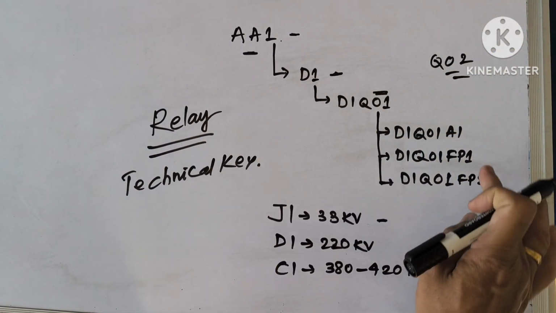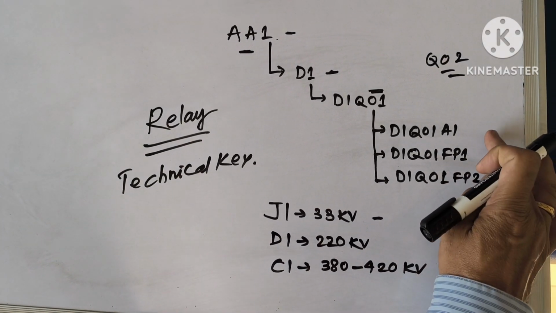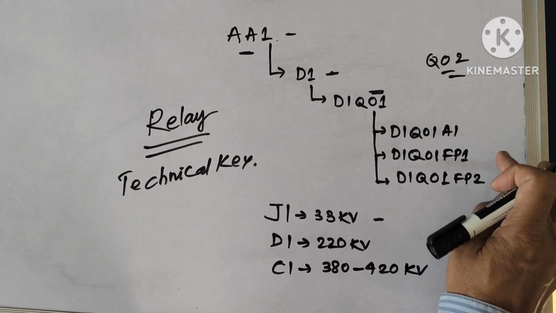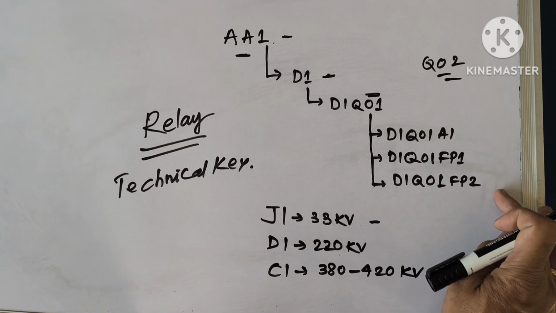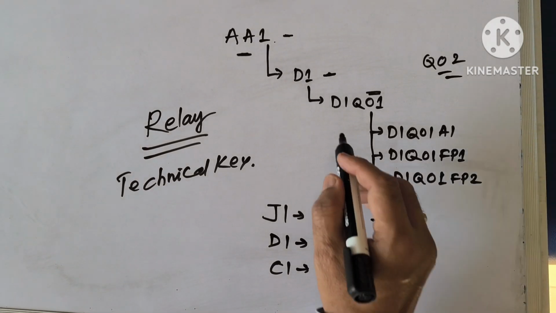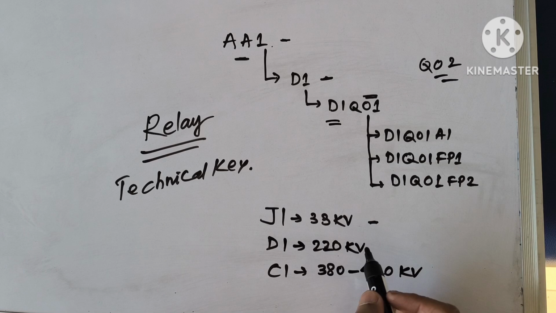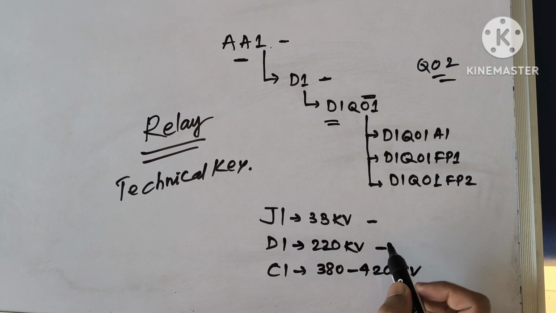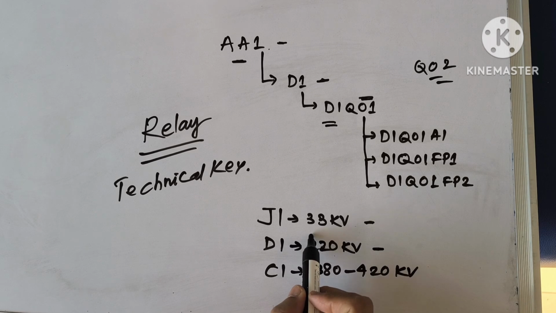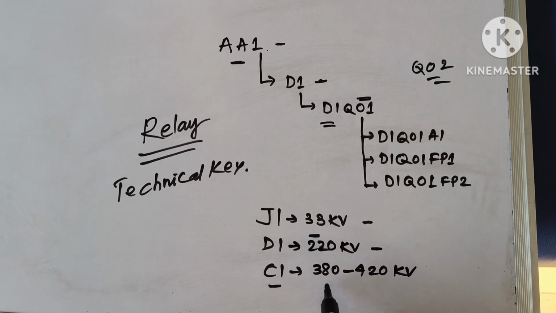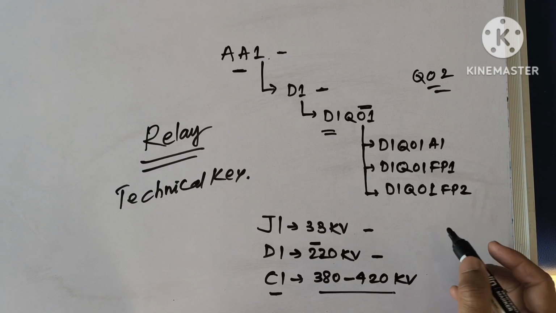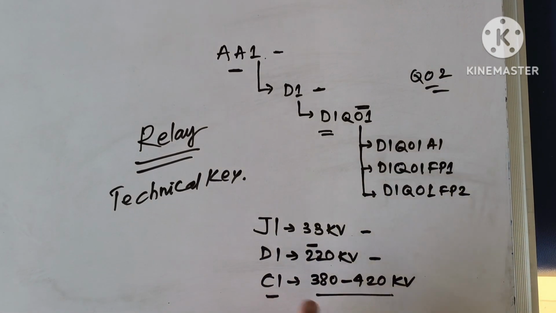So these are the protections, and what are the different equipments, protection relays we are utilizing. Primary protection 1, primary protection 2. Like that, this D1 means that is a 220 kV substation. The voltage level is 220 kV. If it is coming J1, that indicates 33 kV. If it is coming C1, it will be 380 to 420 kV. So as per requirement, we can give it, but this is the standard actually we are utilizing.